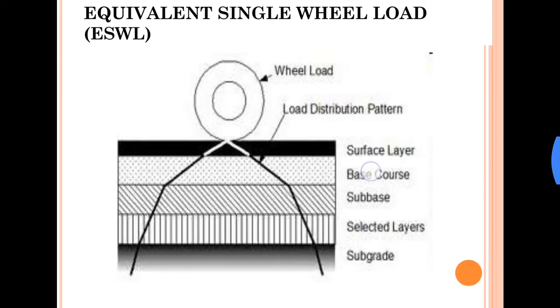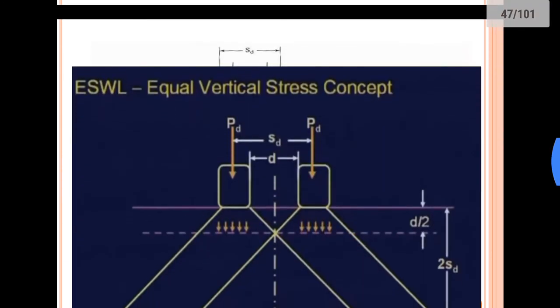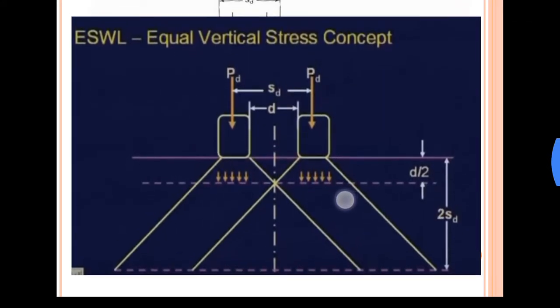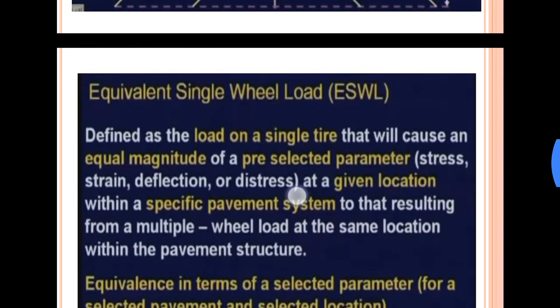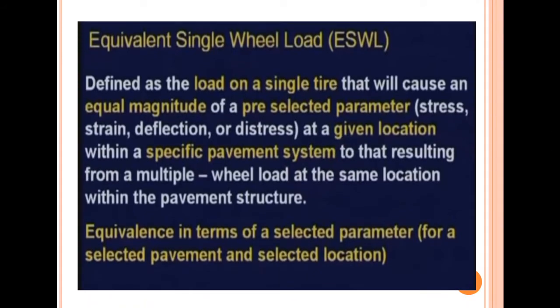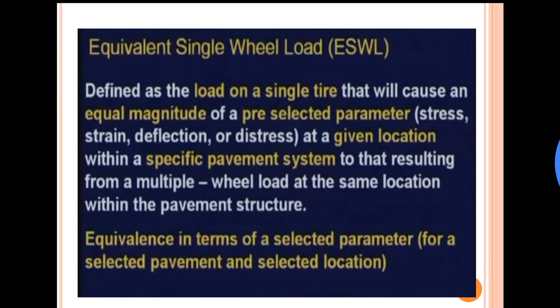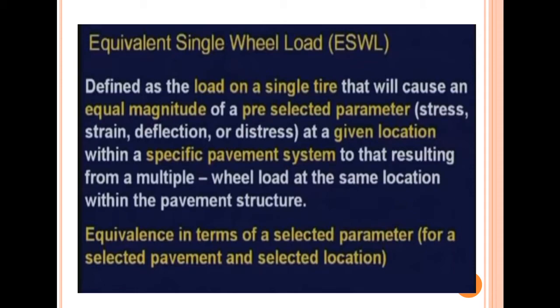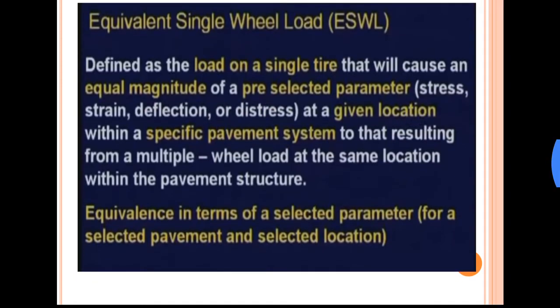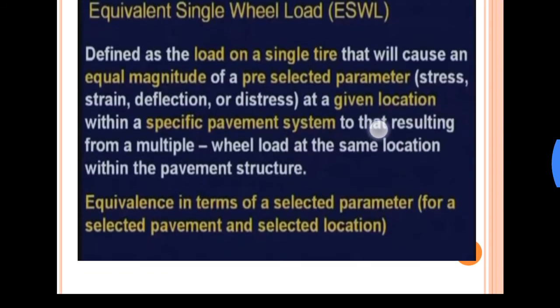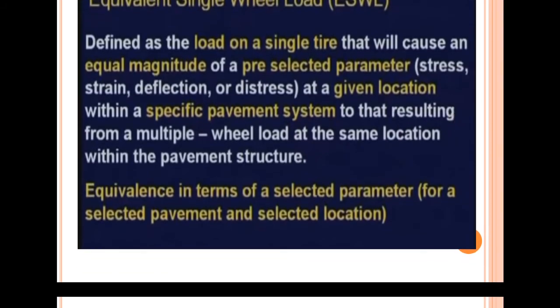Equivalent single wheel load or ESWL. Okay, this is an important concept. ESWL, or the equal vertical stress concept. It is defined as the load on a single tire that will cause an equal magnitude of a pre-selected parameter (stress, strain, deflection or distress) at a given location within a specific pavement system to that resulting from a multiple wheel load at the same location within the pavement structure.